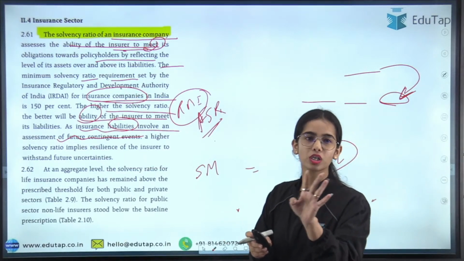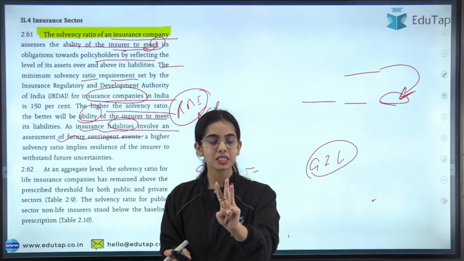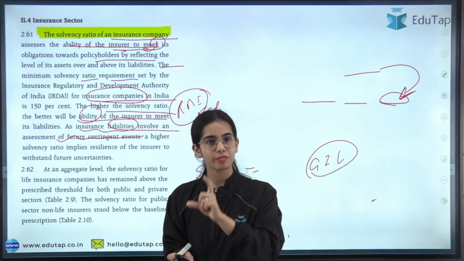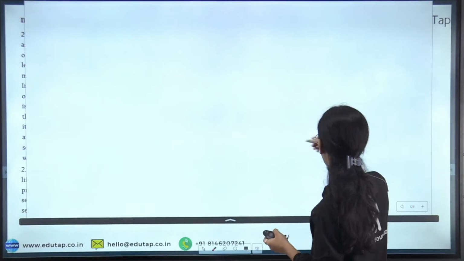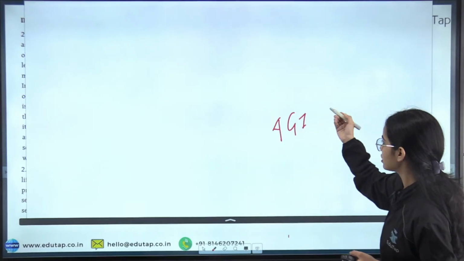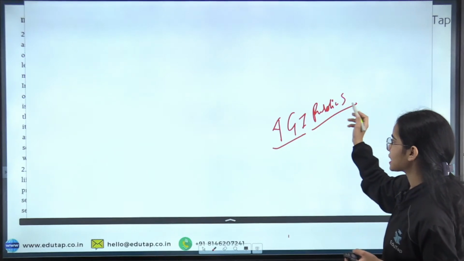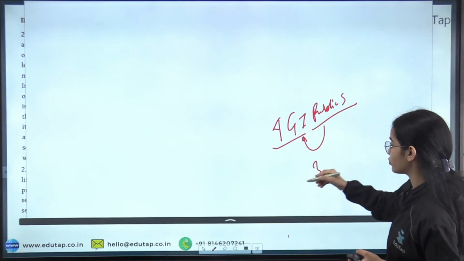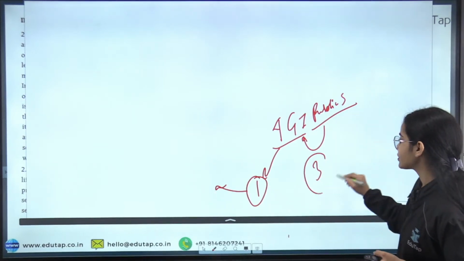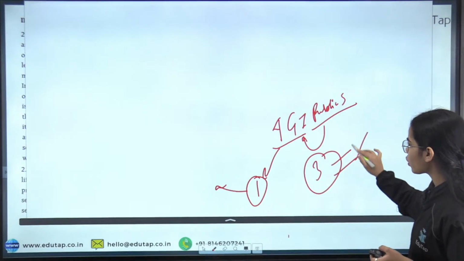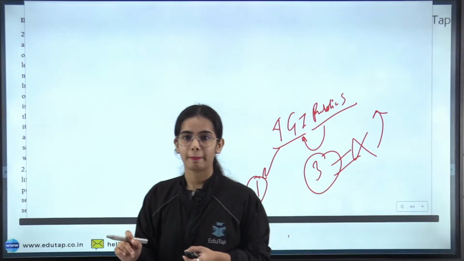So there are only 4 public sector general insurance companies, out of which 3 have not followed the solvency margin. Out of the 4 public sector general insurance companies, only one has followed the solvency margin, it is NIACL, and the other 3, the Orient, the United, they have not followed the solvency margin, the solvency ratio.